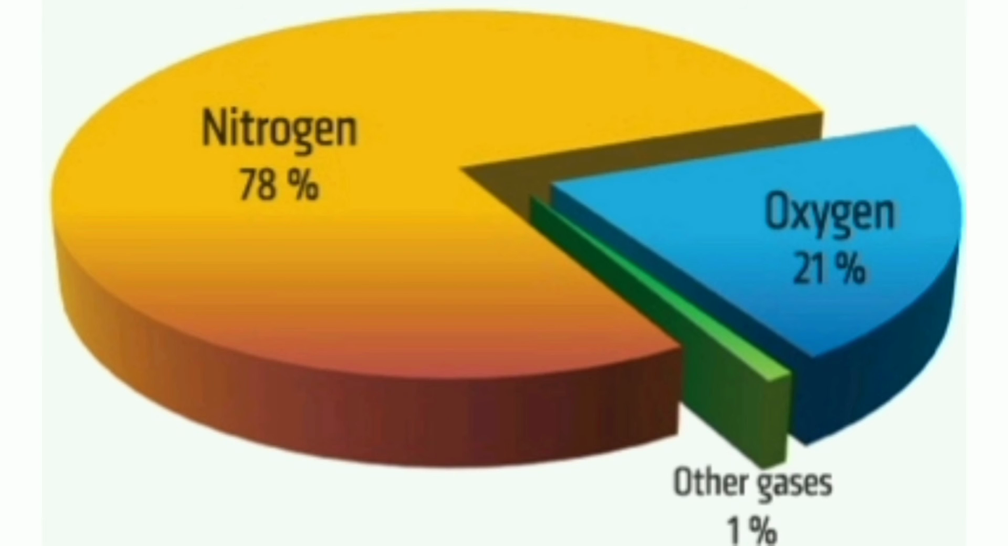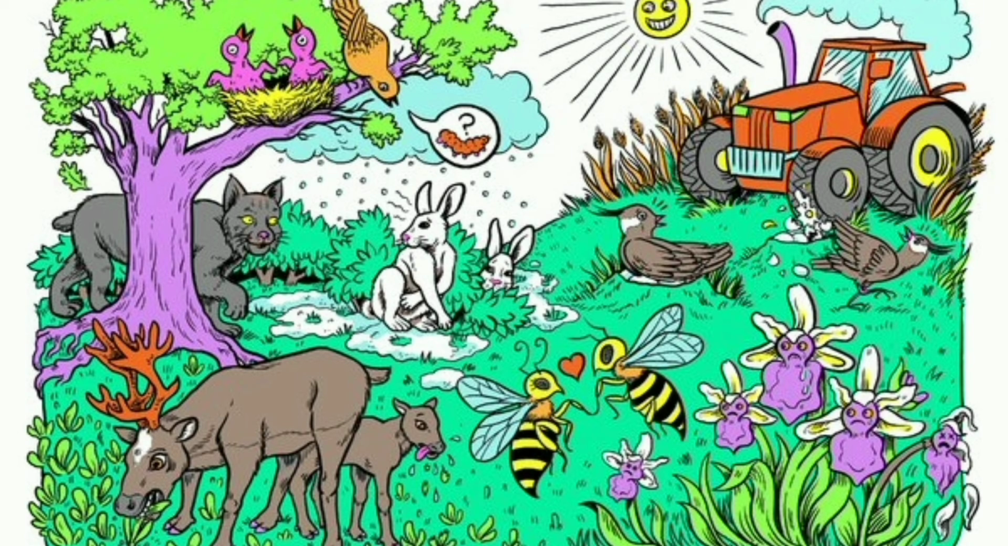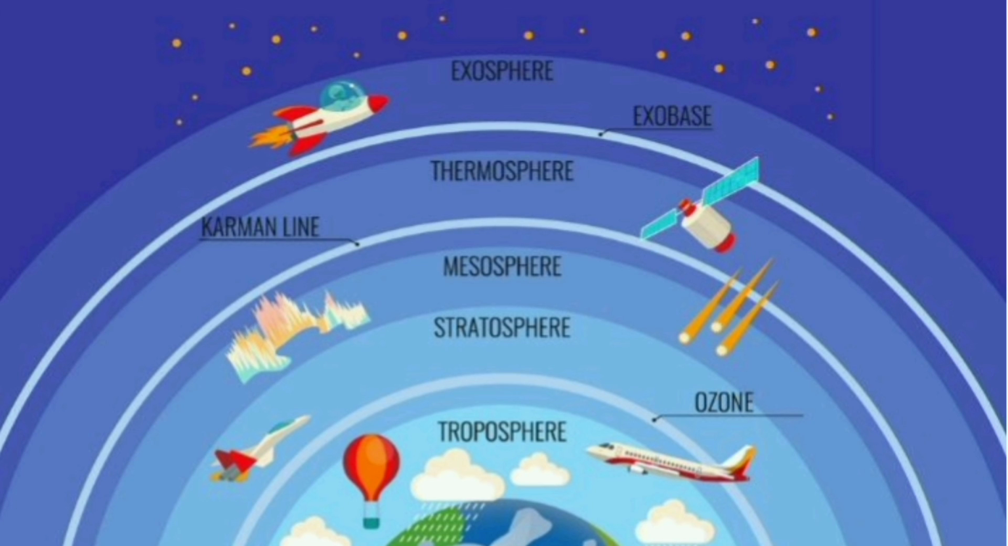21% of the atmosphere is oxygen and 78% is nitrogen. Like the Earth's interior, the atmosphere too is made up of several layers. All animals and plants live in the lowermost layer of the atmosphere, called the troposphere. All weather phenomena take place in the troposphere. Even aeroplanes fly in the outer edge of the troposphere.